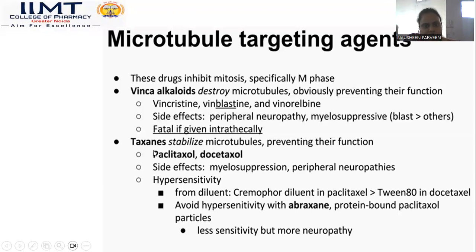Next is the taxanes, which stabilize microtubules, preventing their function. Docetaxel is an example of a taxane. Side effects are myelosuppression, peripheral neuropathies, and hypersensitivity from the diluent, Cremophor, in paclitaxel. Hypersensitivity is avoided with Abraxane.